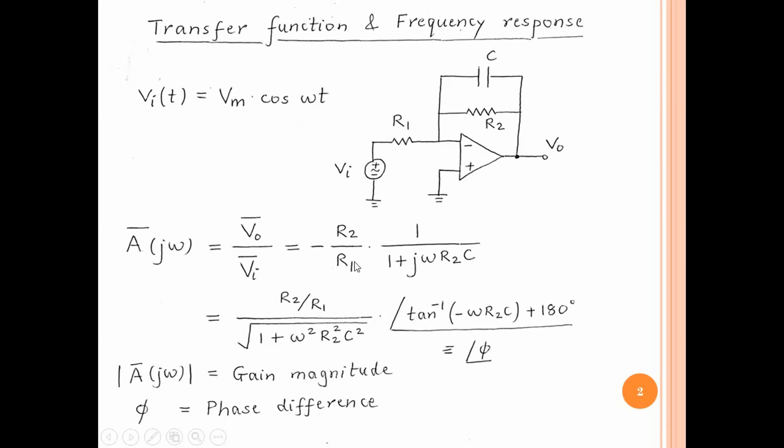So we can write this transfer function as a magnitude and a phase. The magnitude is R2 by R1 into 1 by square root of 1 plus omega squared R2 squared C squared, and the angle is tan inverse of minus omega R2 C plus 180 degrees. That 180 degrees comes from the minus sign. What we are going to do in this lecture and the next is look at the magnitude and how the magnitude varies with the frequency changing. Alright, so that's what we are going to do.